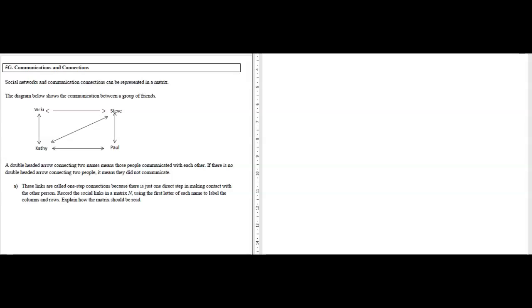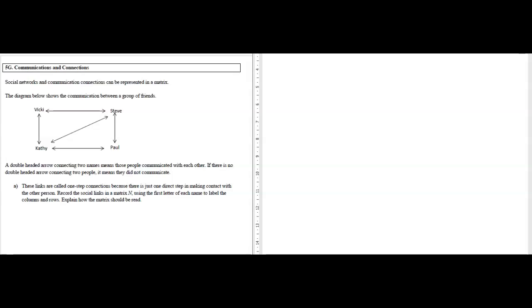So you've got Vicky, Kathy, Steve, and Paul. A double-headed arrow connecting two names means those people communicated with each other. If there are no double-headed arrows connecting two people, it means they did not communicate. So if we just look here, everyone has communicated except for Vicky and Paul. Hopefully they can mend their relationship and communicate once again, but at this stage they are not communicating.